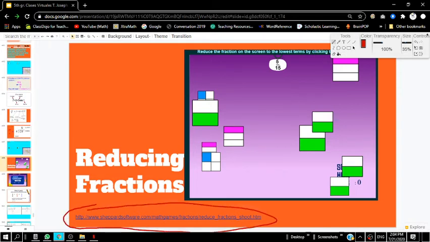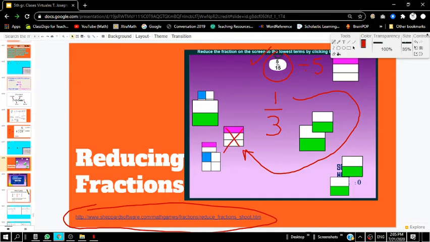It's from shepherdsoftware.com. What you have to do is you have to look at the fraction. You have to reduce it by dividing both sides by the same number. In other words, in this case, it would be 5. 5 divided by 5 is 1, and 15 divided by 5 is 3. So you'd have to find 1/3 somewhere around here, like right there. You touch it, and then it goes away, and it gives you a new fraction.